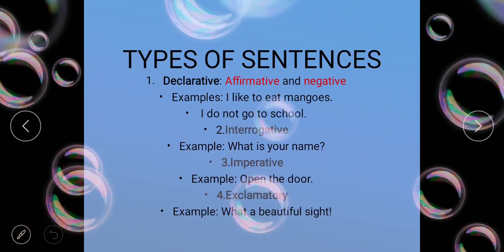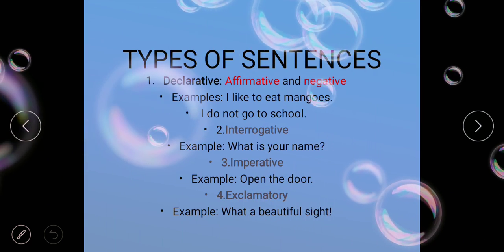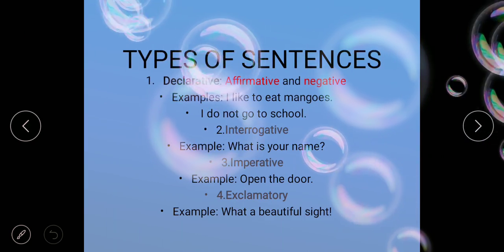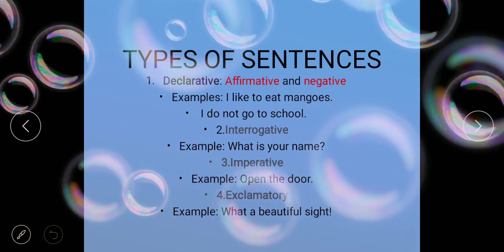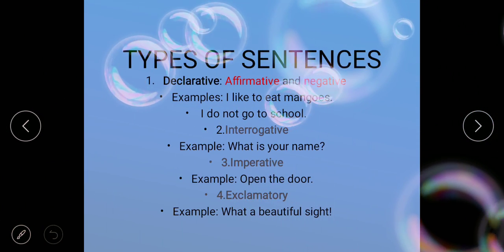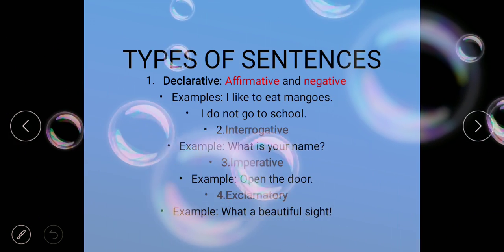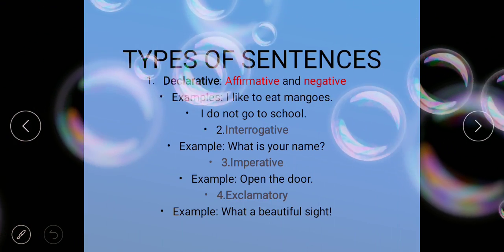Next is types of sentences: declarative, interrogative, imperative, exclamatory. Now a declarative sentence makes a statement or some kind of observation. They are of two types, affirmative and negative. Affirmative sentences simply say or state something, like I like to eat mangoes. Negative sentences express a negative meaning, like I do not go to school.